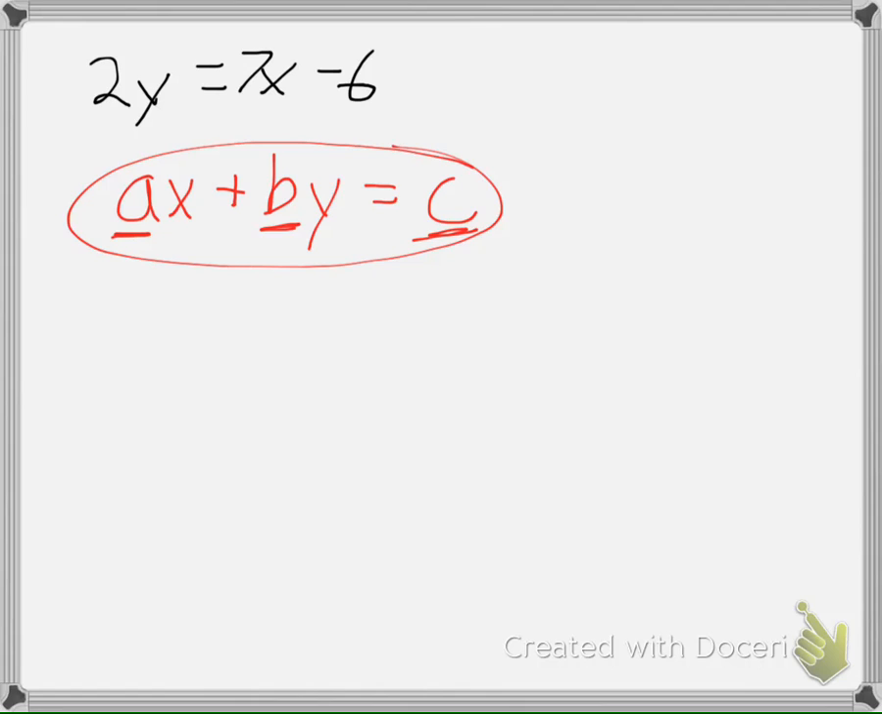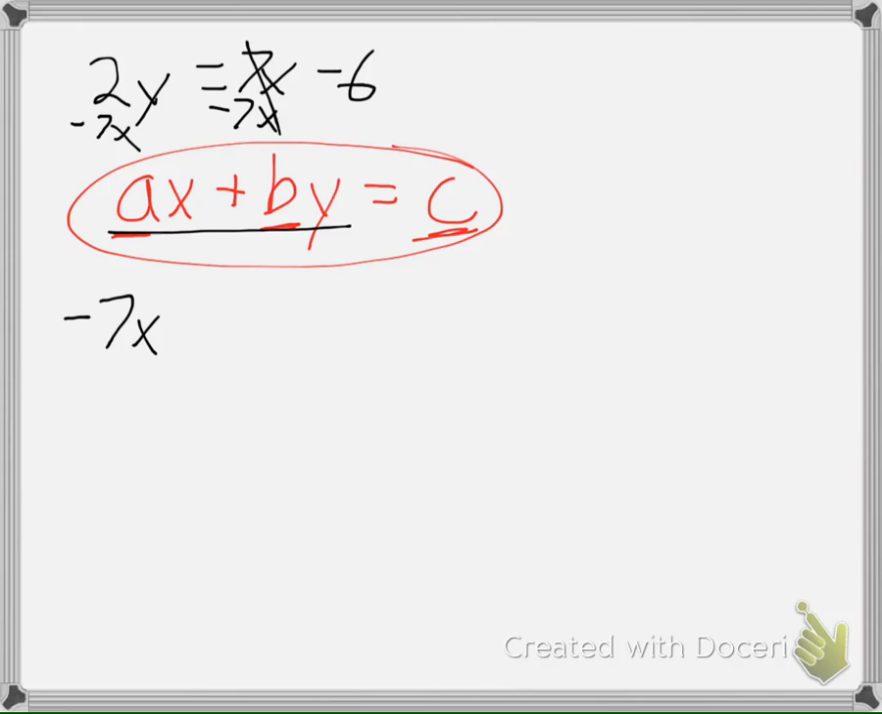So since we can see that our x and our y are on the same side, first thing I want to do is put my x term and y term on the same side. So I have 2y equals 7x minus 6. So the first thing I would do is probably subtract 7x. Subtracting 7x from the right-hand side just gets rid of the 7x, right? And then subtracting 7x from the left-hand side, I have negative 7x.